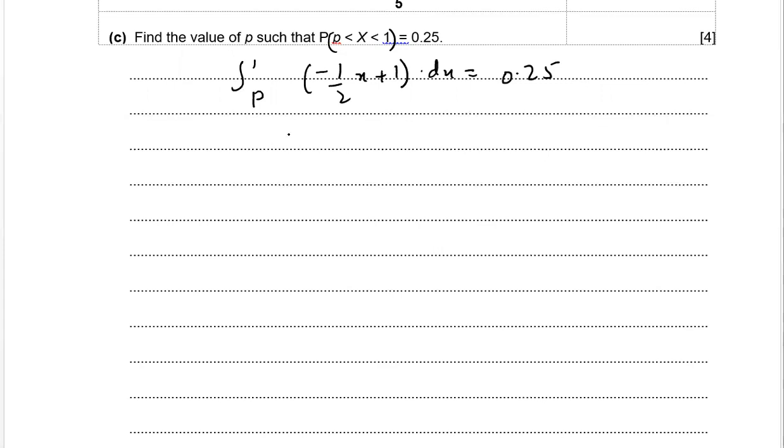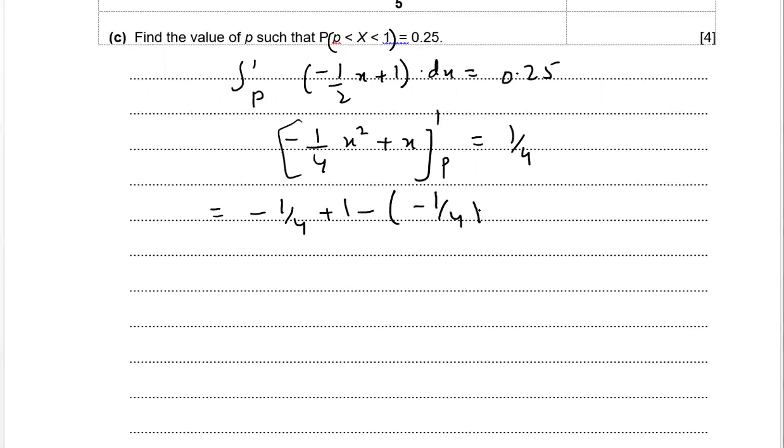So this becomes minus 1 upon 4 x square plus x, with limits 1 comma p, equal to 1 upon 4. After inserting the values it becomes minus 1 upon 4 plus 1 minus 1 upon 4 p square plus p is equal to 1 upon 4.